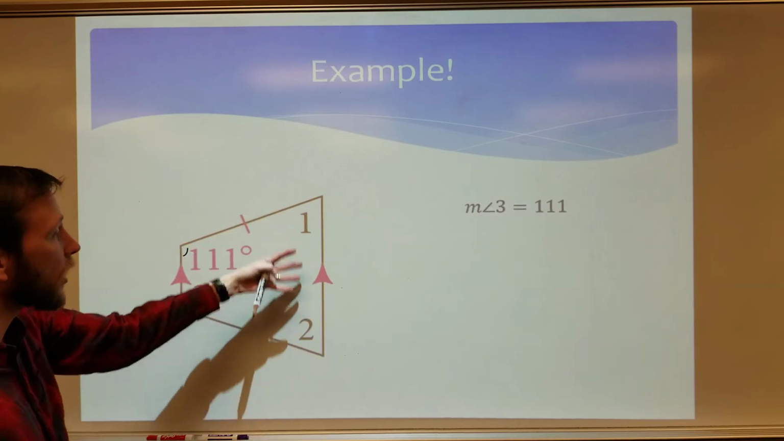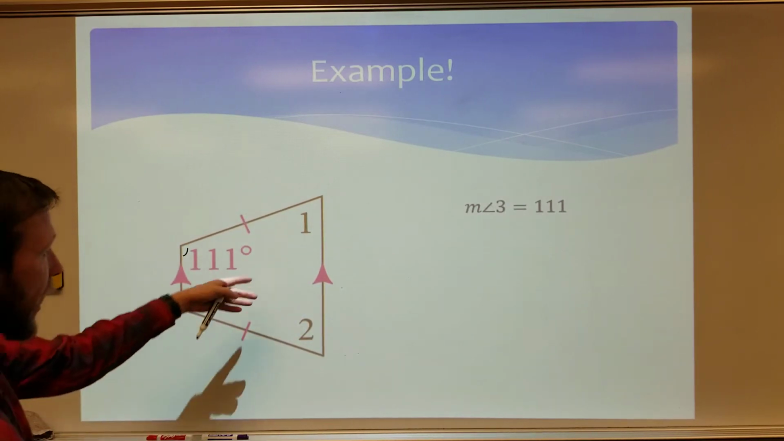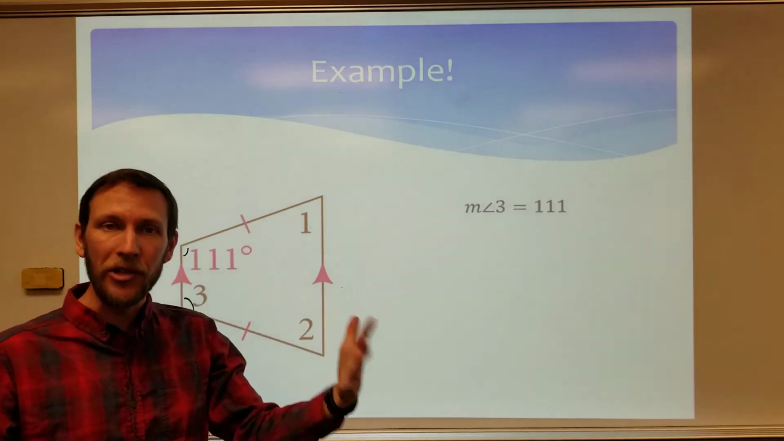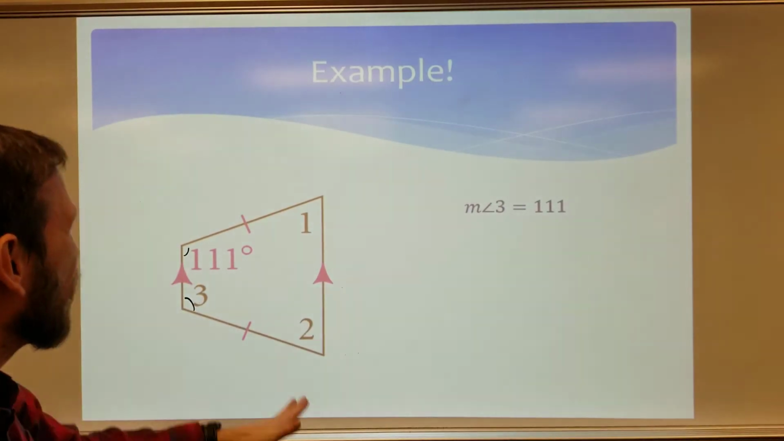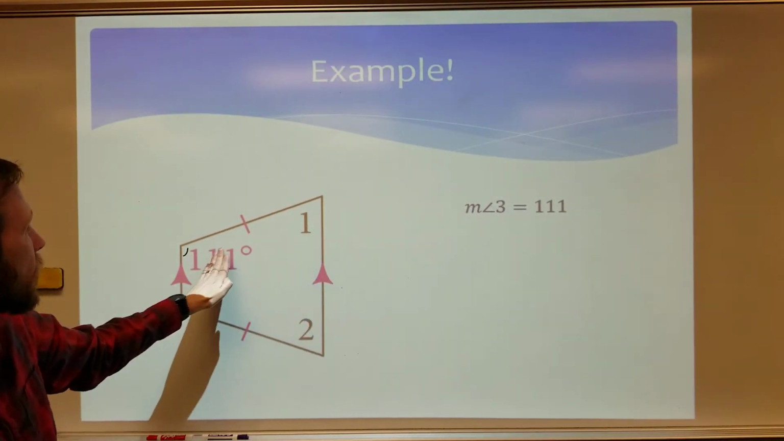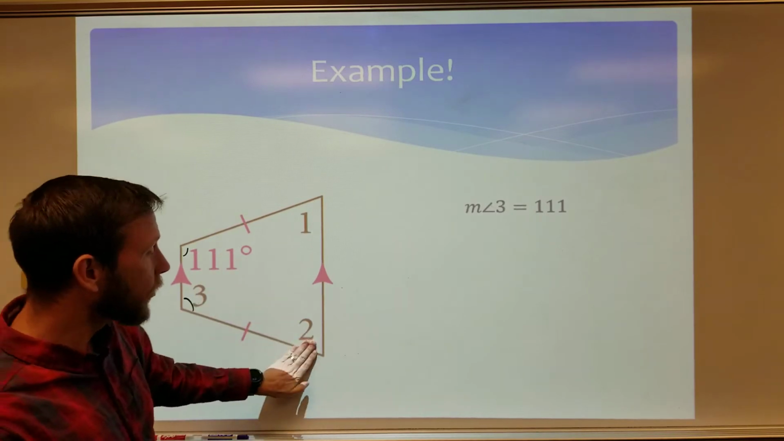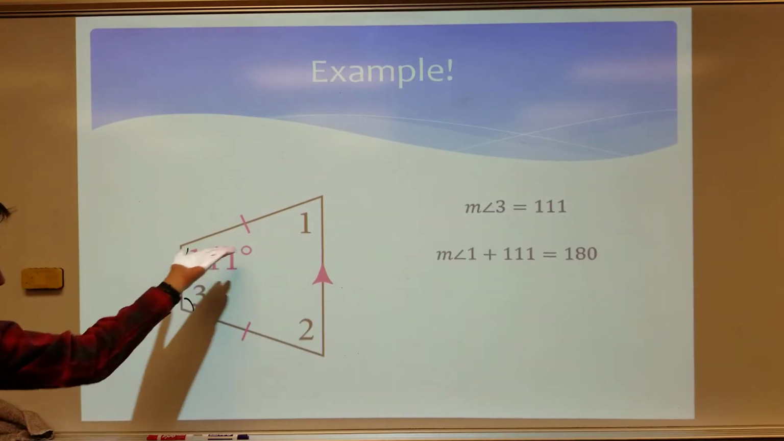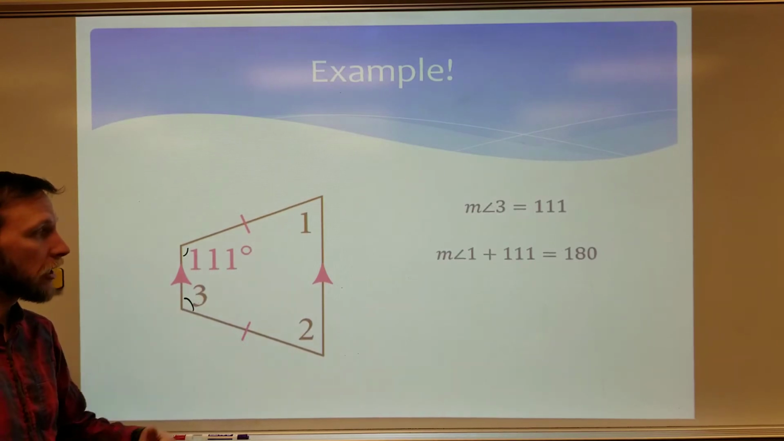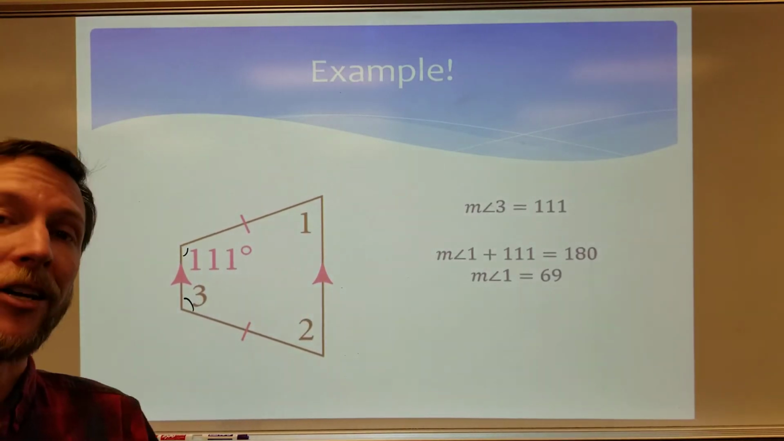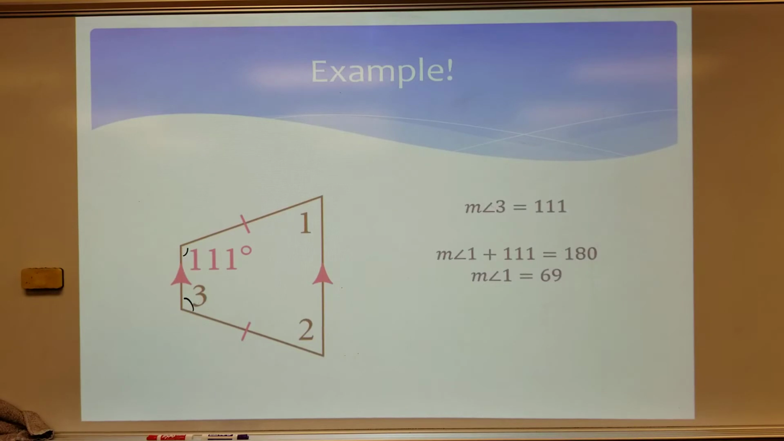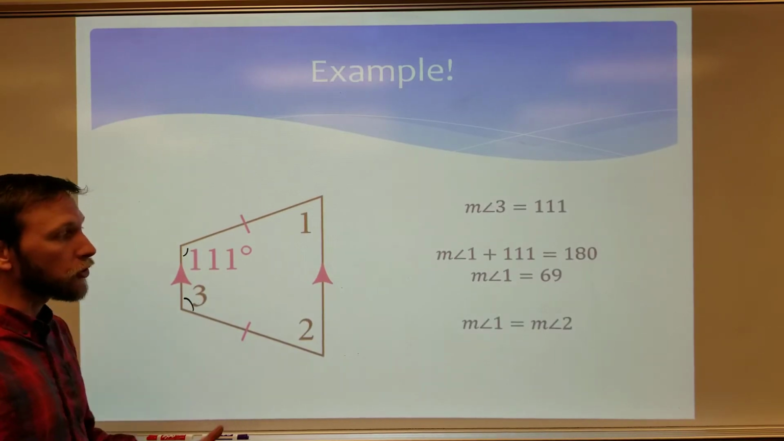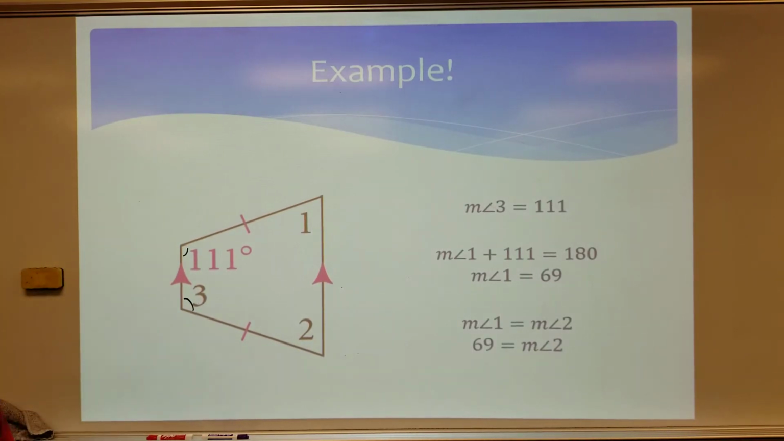Now, the measure of angle 1 and 2 are the same, but I can't say measure of angle 1 equals measure of angle 2, I'm done. I need to find its measure. We can either say that the measure of angle 1 plus 111 makes 180, or the measure of angle 2 plus 111 makes 180, doesn't matter. I'm going to use angle 1 because these are same side interior angles. Subtract 111 to find out that the measure of angle 1 equals 69. And the measure of angle 1 equals the measure of angle 2, so the measure of angle 2 is also equal to 69 by substitution.